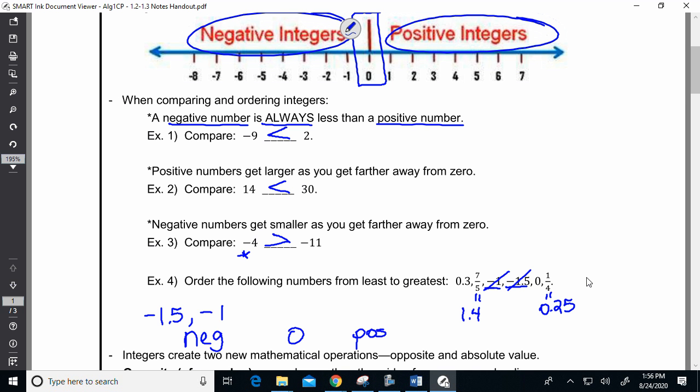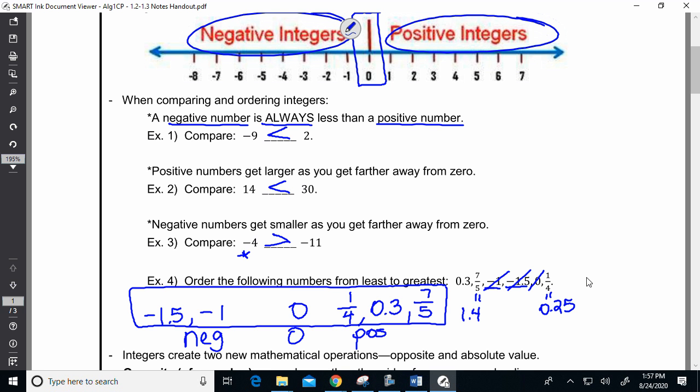Now, if we have a 0, and we do, we put the 0, then you put your positive numbers. Positive numbers, you go from least to greatest. So 1/4 would go first, then 0.3, and then 7 over 5. So there's your order from least to greatest.